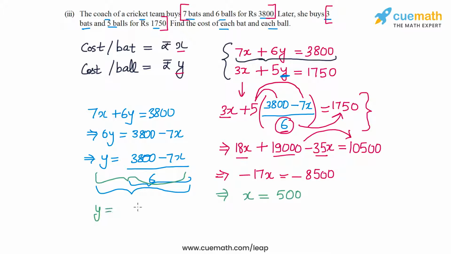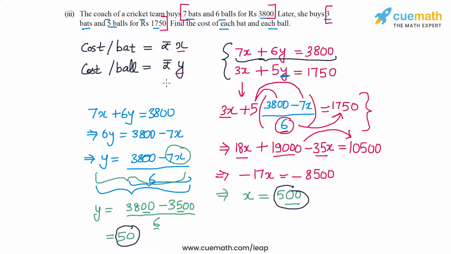So y should be equal to (3,800 minus 7x) by 6. So because x is 500, 7x is equal to 3,500. So I have minus 3,500 by 6. So 3,800 minus 3,500 is 300, and 300 by 6 is 50. So y is equal to 50. So we have managed to solve the pair of linear equations. We get x equal to 500, we get y equal to 50. So the cost per bat is rupees 500, and the cost per ball is rupees 50.